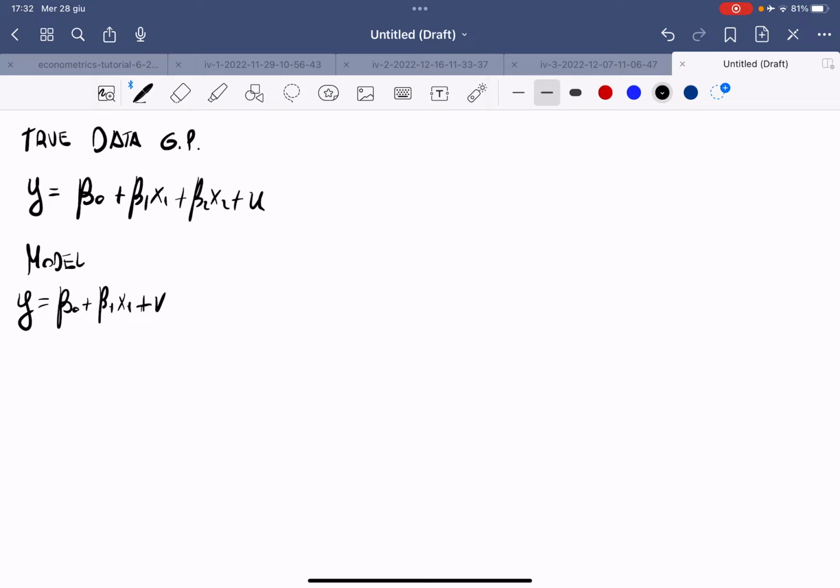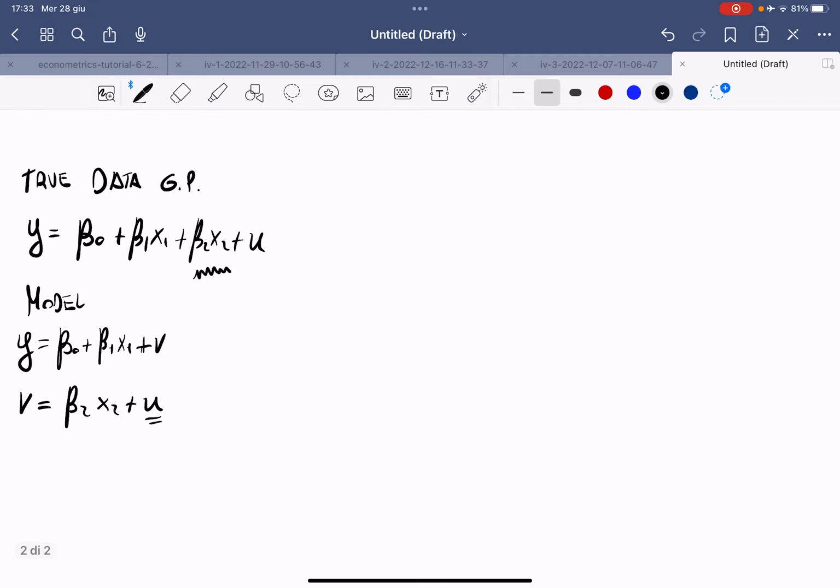Now, since the true data generating process includes x2, in the model we are estimating, v contains that excluded variable. That omitted variable is in some way in the error. So we have that v is equal to beta 2 x2 plus u. u is the part that is uncorrelated with the explanatory variables.